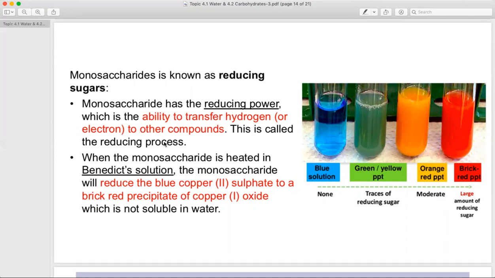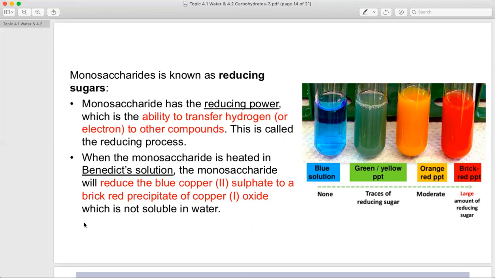Okay, sebenarnya reduction, oxidation ni you akan belajar dalam syllabus chemistry. So kalau reducing ada kaitan dengan transferring hydrogen atom or electron dekat sini. Okay. Manakala untuk silibus bio, you all kena faham perkaitan reducing power ni dengan satu eksperimen kita panggil sebagai Benedict test.